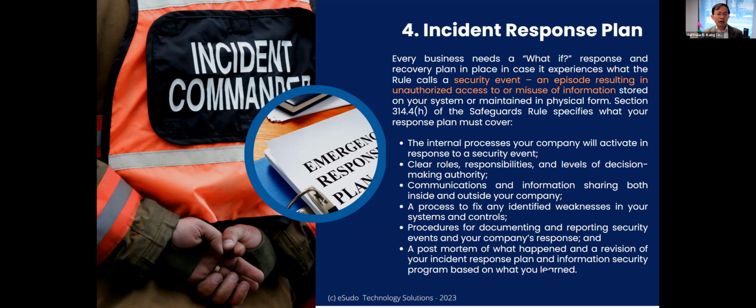Who are you going to call? Who's responsible for what? Who is responsible for communicating with the team? Who's responsible for communicating to your clients what's happening? And also, it's important to respond appropriately to your insurance provider, whether it is considered a breach or maybe it's just considered a security event.